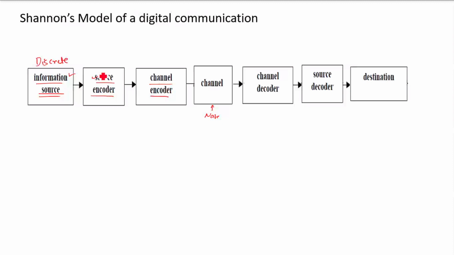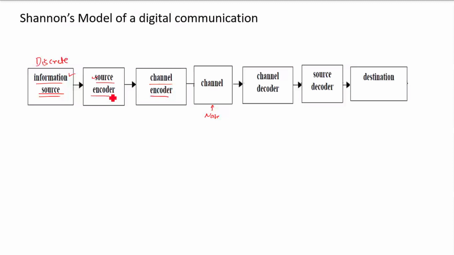Now the purpose of the source encoder here is to have minimum redundancy. The purpose of the channel encoder is to add redundancy. Okay, so we'll come to know this. The purpose of the source encoder is to have minimum redundancy.